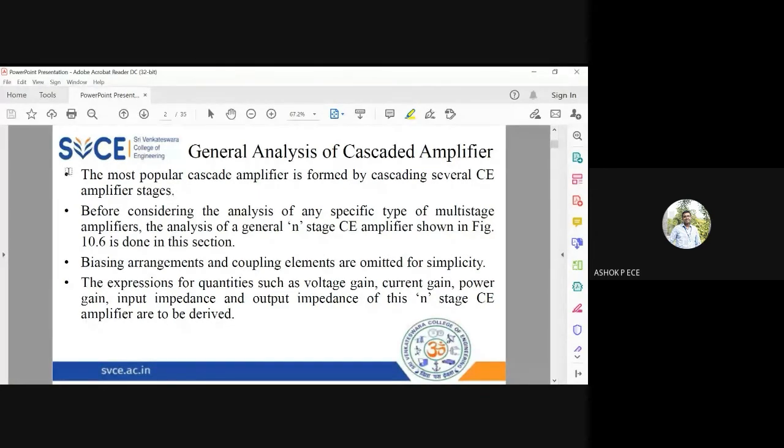The most commonly used cascade amplifier uses the common emitter amplifier. As we said, we are going to have multiple stages of common emitter amplifier in cascade just to improve the gain of my application. Before considering the analysis of multi-stage amplifiers, we have done analysis of single stage amplifiers, right? So with that, we will extend the formulas for n-stage amplifier. We are not going to derive anything new for multi-stage amplifiers. We are going to extend the formulas which we use for single stage amplifiers to the multi-stage amplifiers.